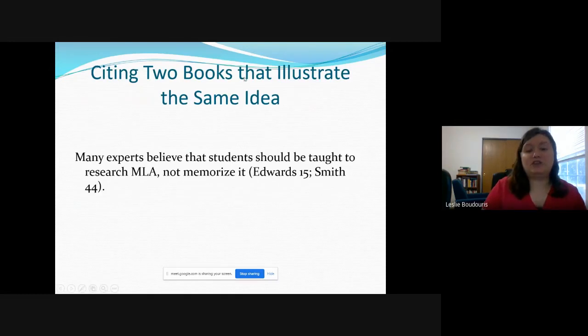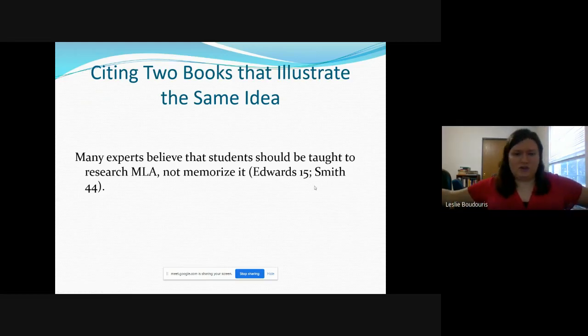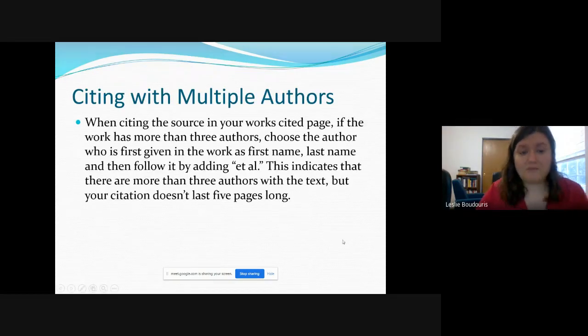If you have 2 books that illustrate the same idea, so if you are writing a paper and you don't want to have 2 different citations, you would use the semicolon. And so this is showing that both of these sources, both Edwards and Smith, are showing the same idea. Many experts believe that students should not be taught to memorize MLA, but to research MLA. And so these 2 authors are showing the same. I wouldn't suggest going out and finding 5 different sources that illustrate the same idea. But if you really need to show more than one source says this, you can do that by using the semicolon here.